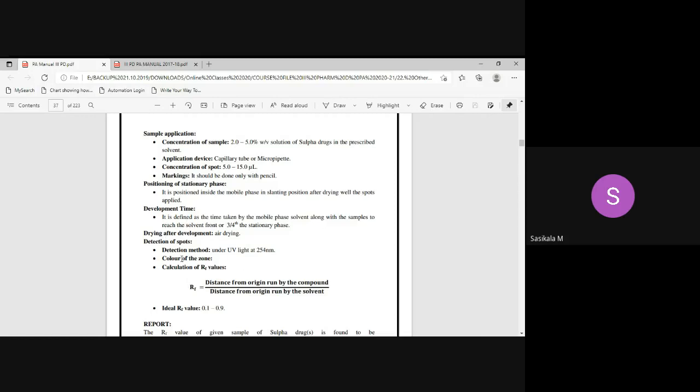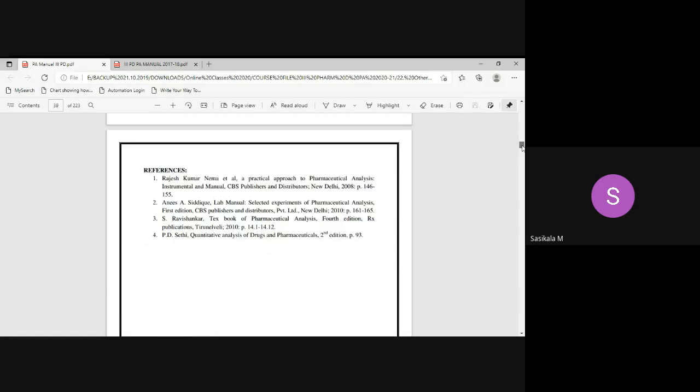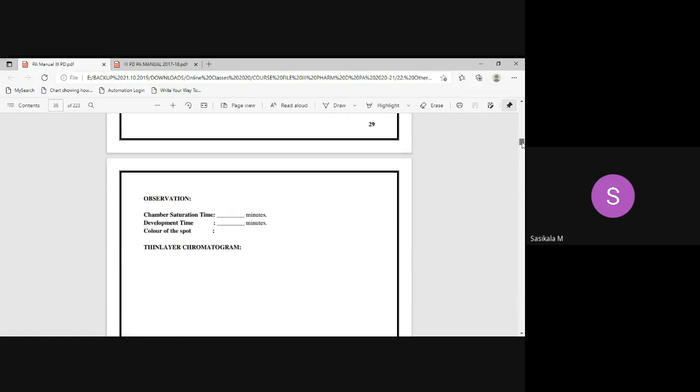Once it is developed, your sample will be located between the solvent front and the baseline, so you need to find out where it is located, or how much distance it has traveled from the baseline. That is detected under UV light at 254 nanometers. This is the detection wavelength under UV light for sulfa drugs. You need to find out the color of the zone, and the calculation is done. I will be showing the old record for the values and the detection color now. Okay, so this is about TLC, what you need to perform in the lab.